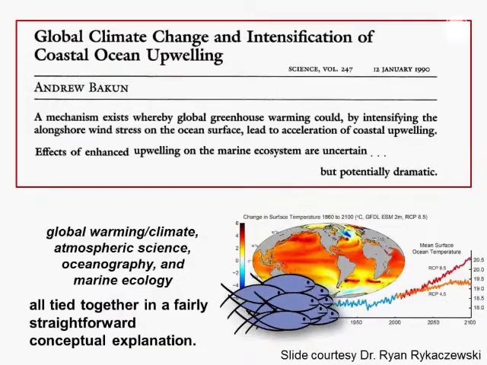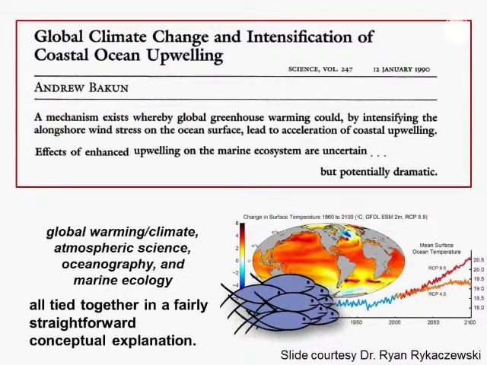So a number of years ago, in 1990, there was this wonderful hypothesis put forth by Andy Bakun. The title of his paper was Global Climate Change and Intensification of Coastal Ocean Upwelling. And this was, I believe, one of the first hypotheses really put out there about climate change and these coastal upwelling systems, such as the one off California. And Bakun said in this paper that a mechanism exists whereby global greenhouse warming could, by intensifying wind stress on the ocean surface, lead to an acceleration of coastal upwelling.